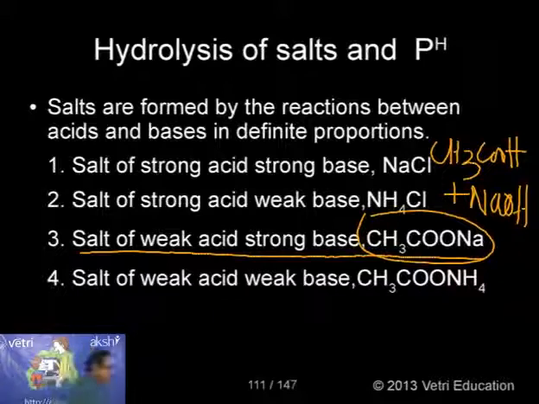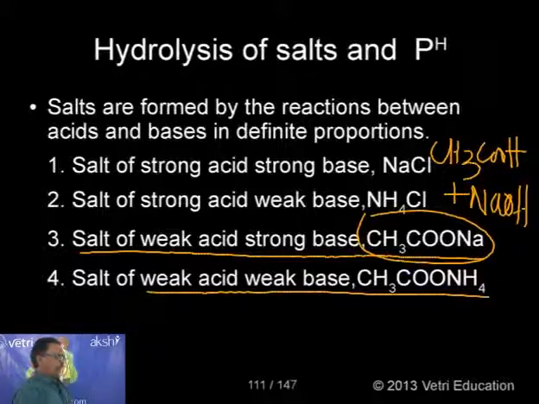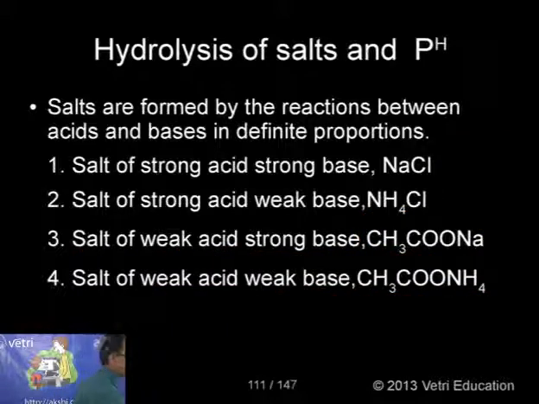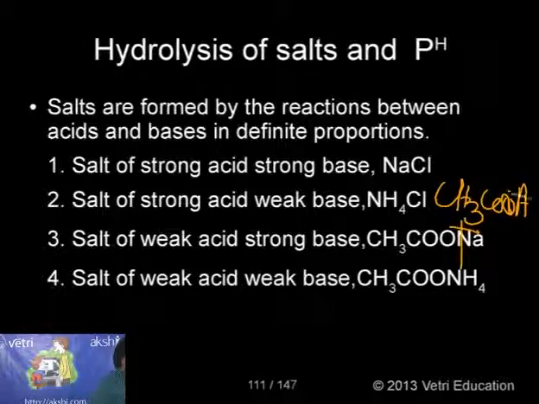And the fourth type is salt of weak acid, weak base. A specific example is ammonium acetate. This ammonium acetate is obtained from a weak acid, acetic acid, and a weak base, ammonium hydroxide. So this is the way it is forming. Ammonium acetate is a salt of weak acid, weak base.